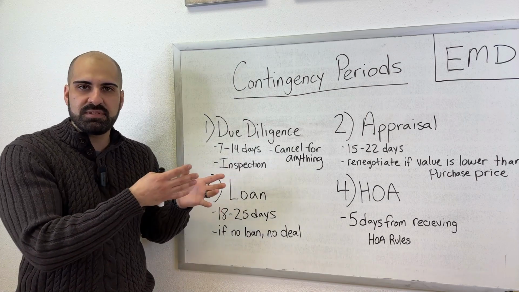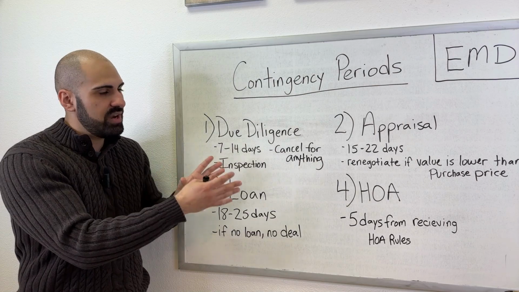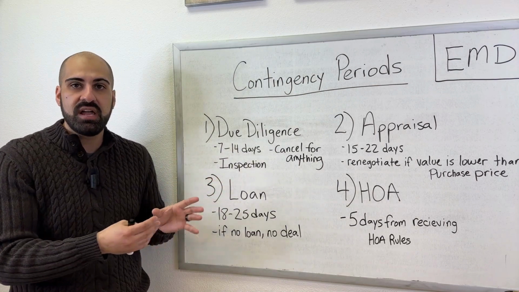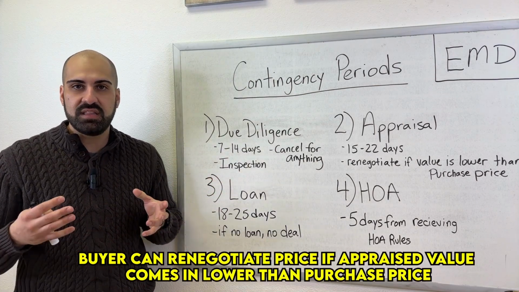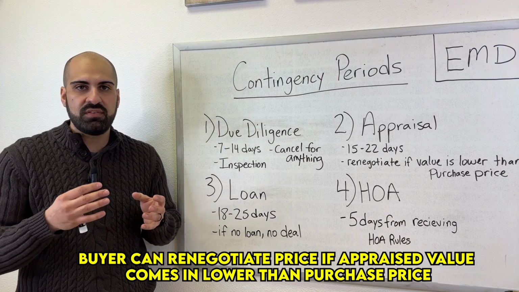Now, if that price comes back lower than what the purchase price is, what you agreed the purchase price to be, then the appraisal contingency states that you as the buyer can renegotiate the price, because the lender is not going to give you 100% of the house or even close to that sometimes.